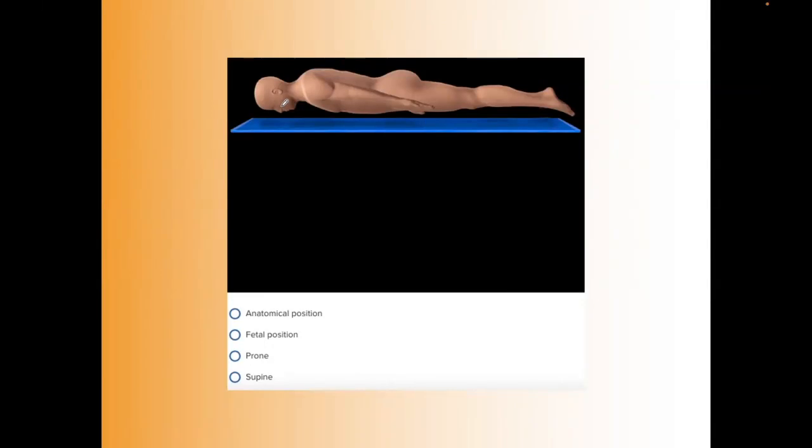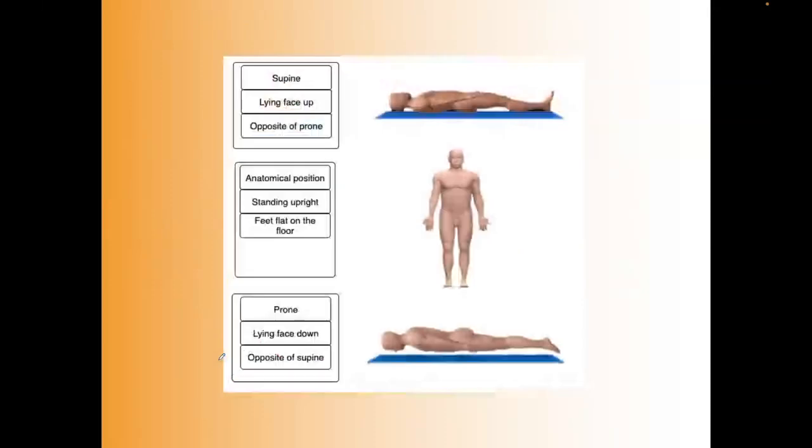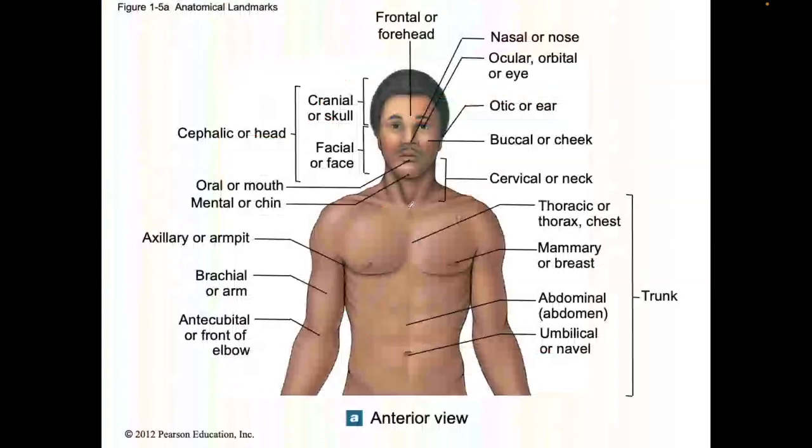If you're prone, you're on your bone, you're facing down. If you're lying on your spine, you are supine, you are facing up, and that's the opposite of prone. If you're prone, you're lying face down, and that's the opposite of supine. If you're standing in this position, that's anatomical position. You're standing upright and your feet are flat on the floor. Okay, those are some basic terms.